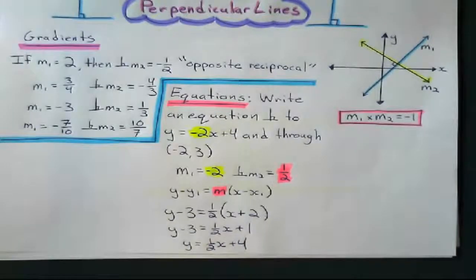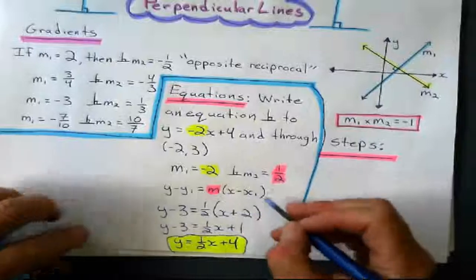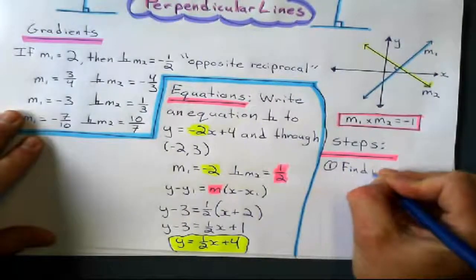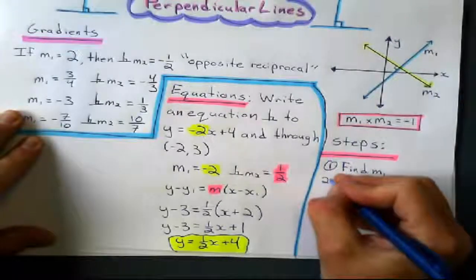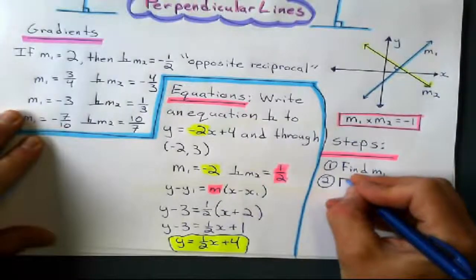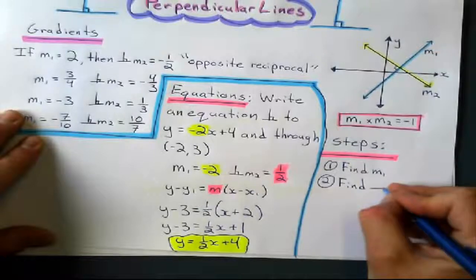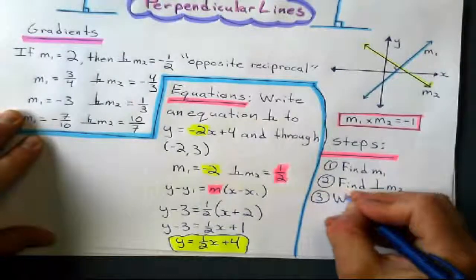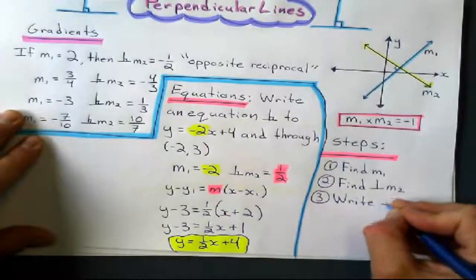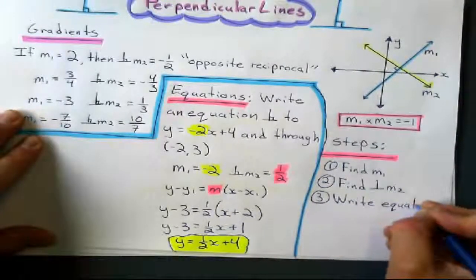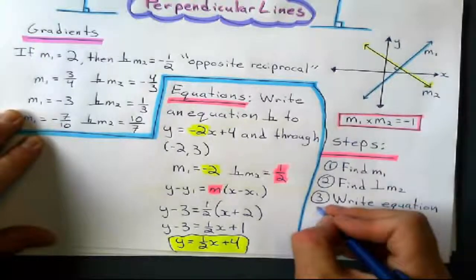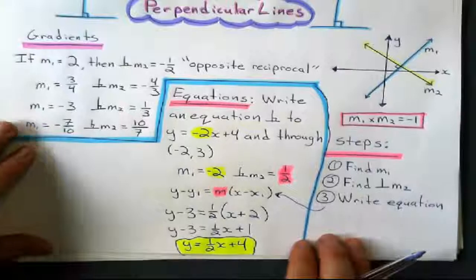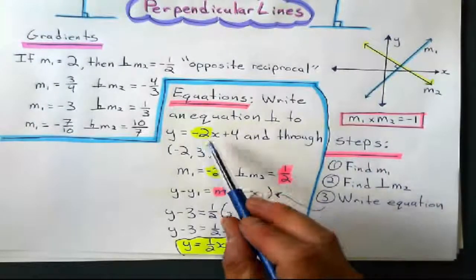So the steps for writing the equation are: first step, find m1. Second step, find the perpendicular gradient with the opposite reciprocal. And then your third step is to write the equation using the point-gradient formula. Alright, so we'll try some examples where the equation isn't written out exactly like this but in a different form.